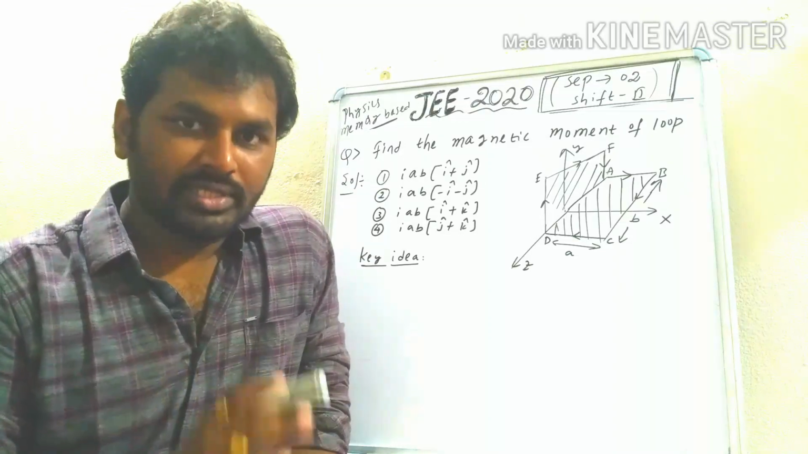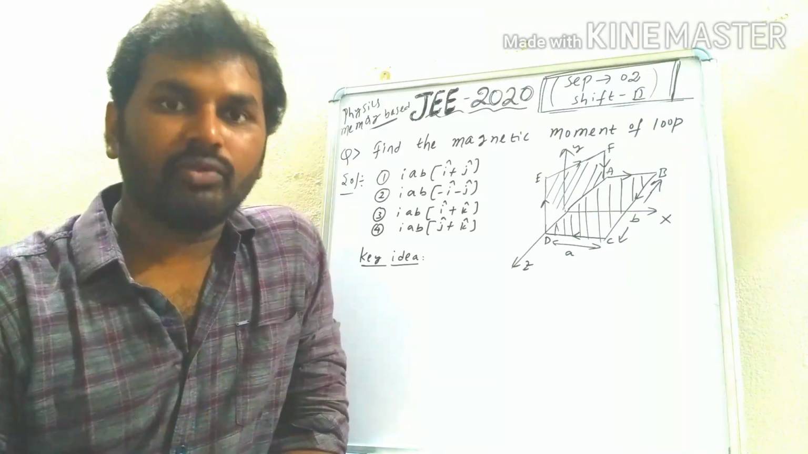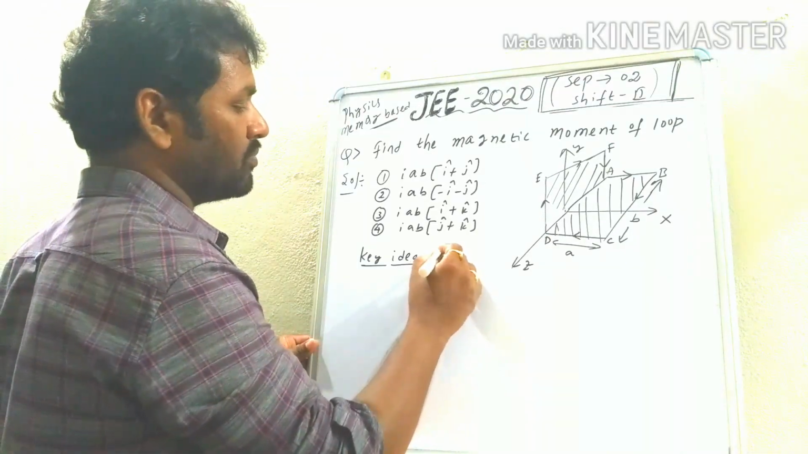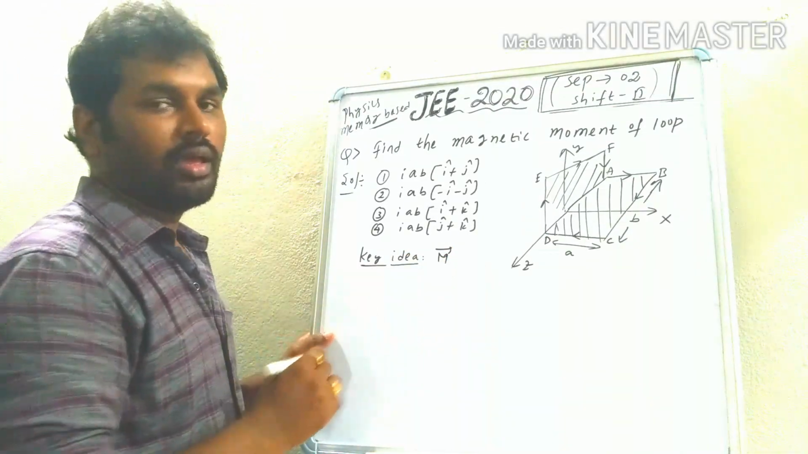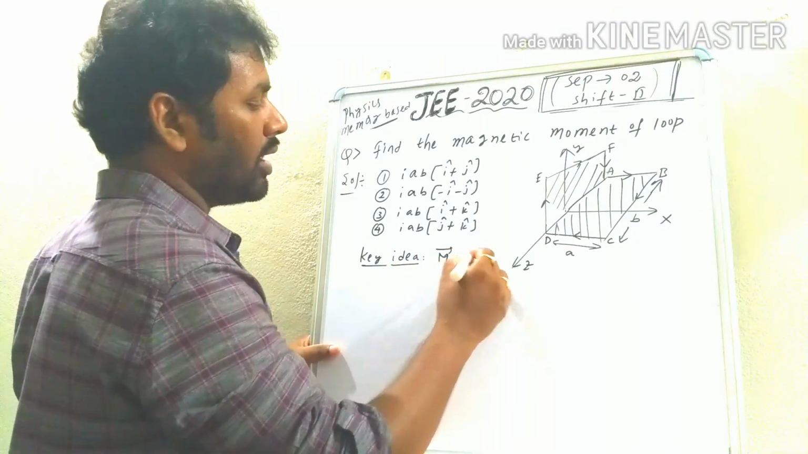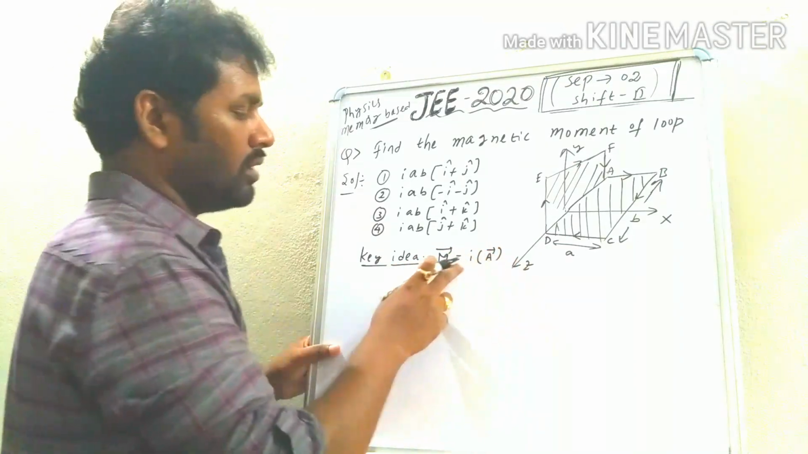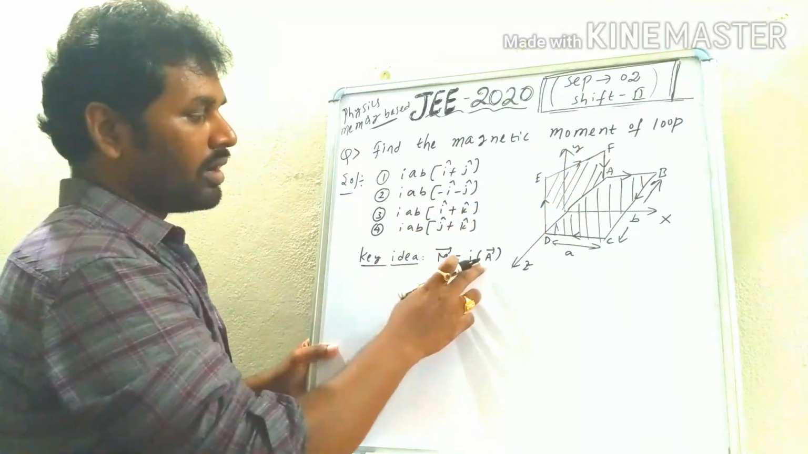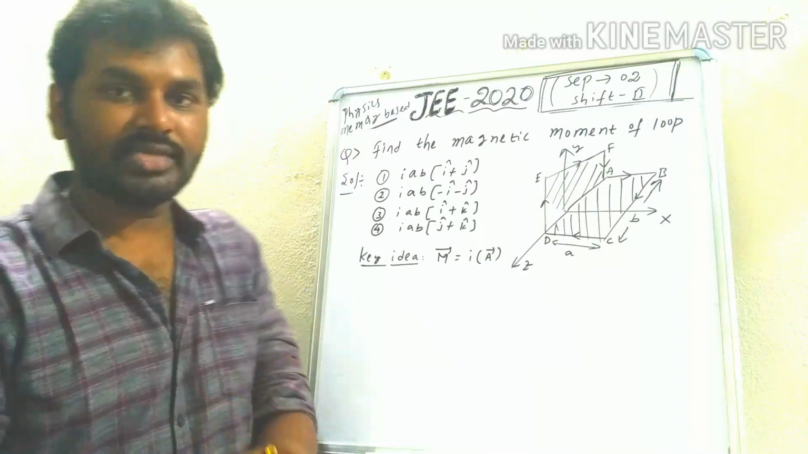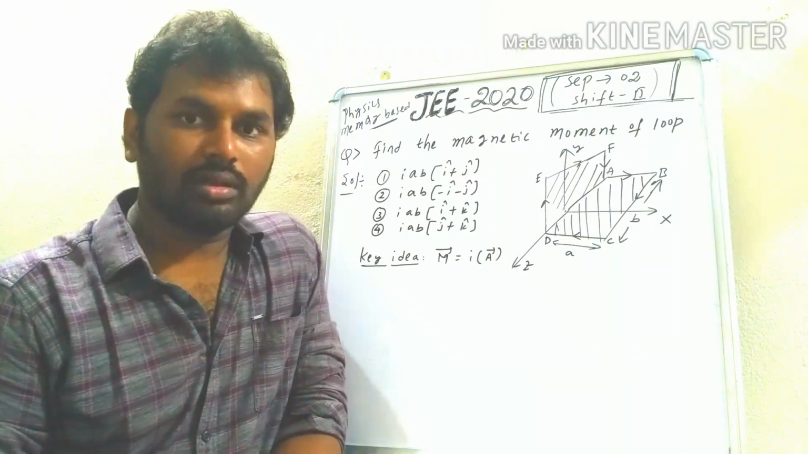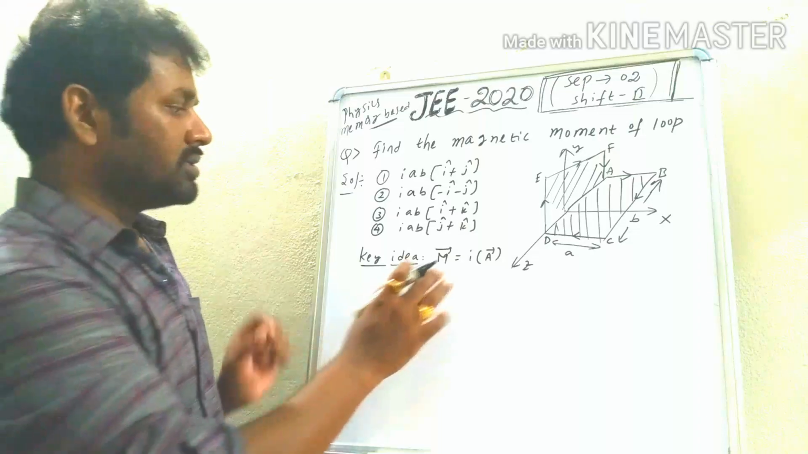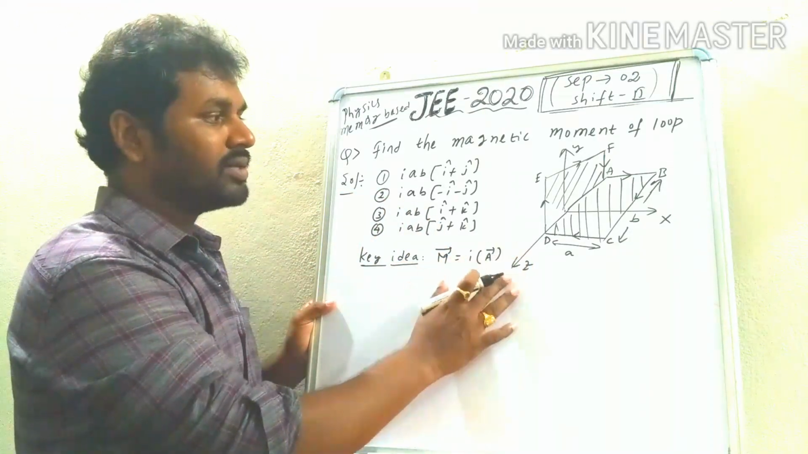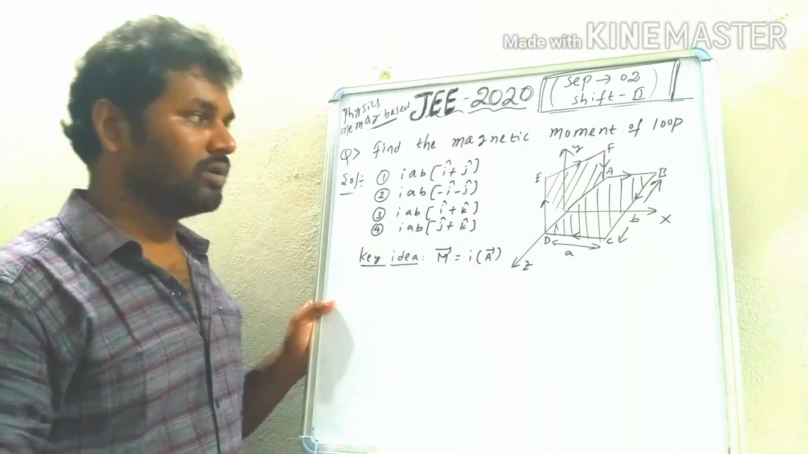The key idea for this question is that we can directly use the magnetic moment formula to find the result, which is M bar equal to I into A bar, where I is the current passing through this coil and A is the area of cross section of the given coil. Simply by using this simple formula we can get the result for this question. Let us see.